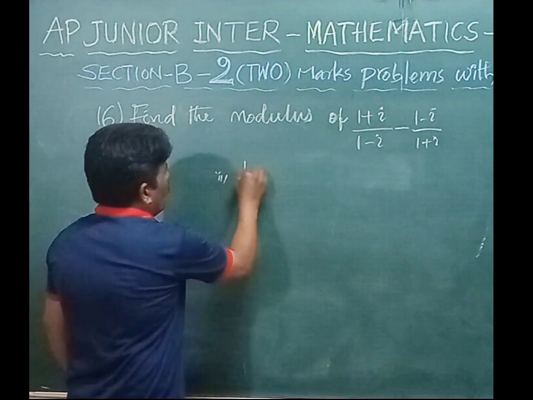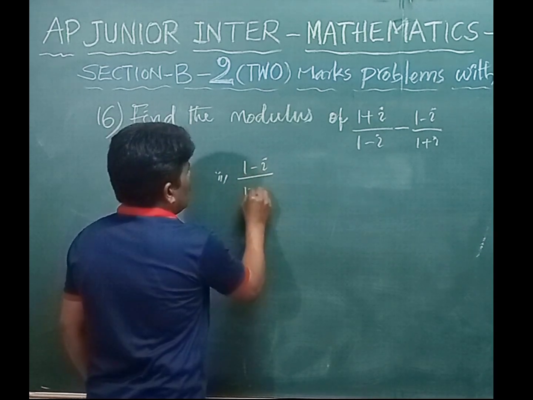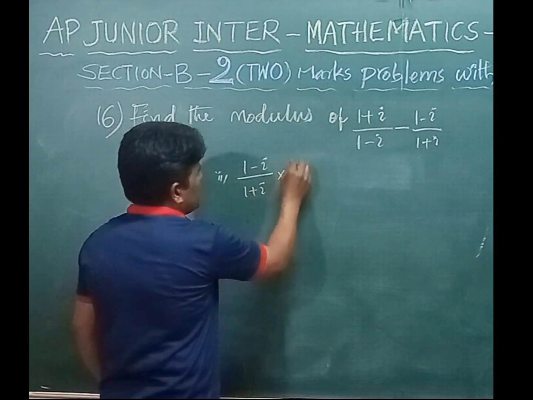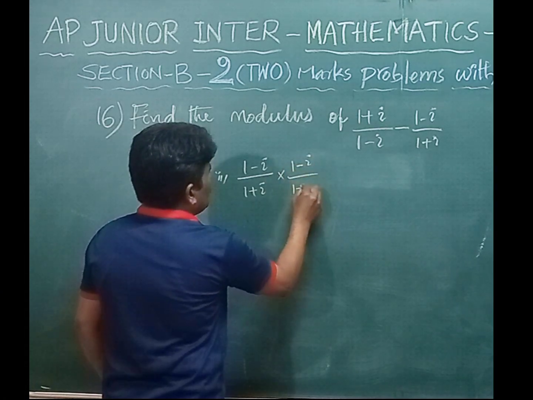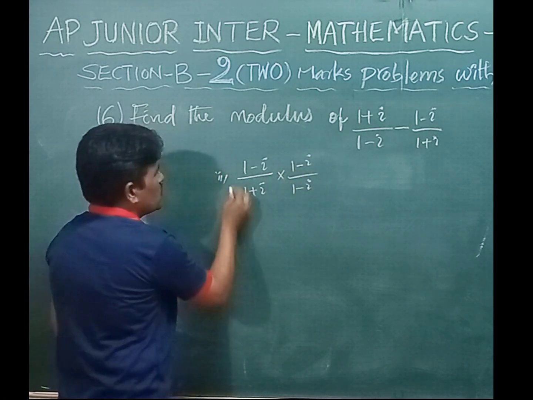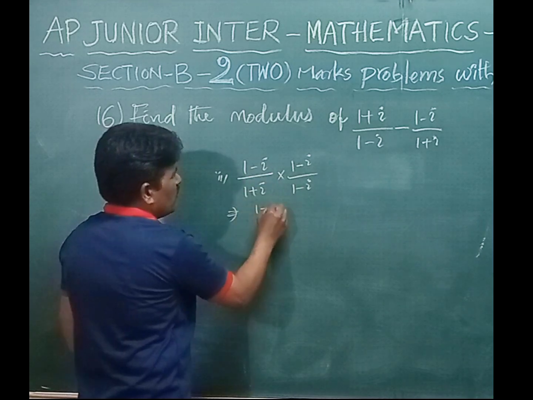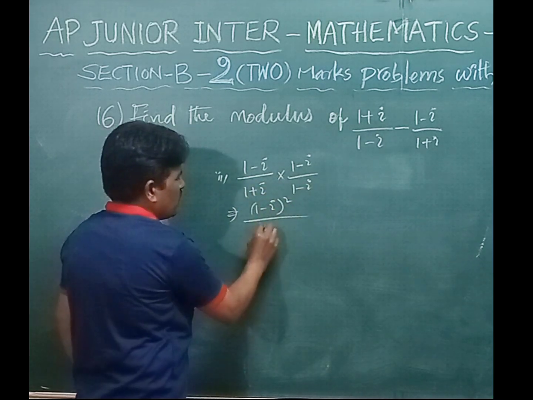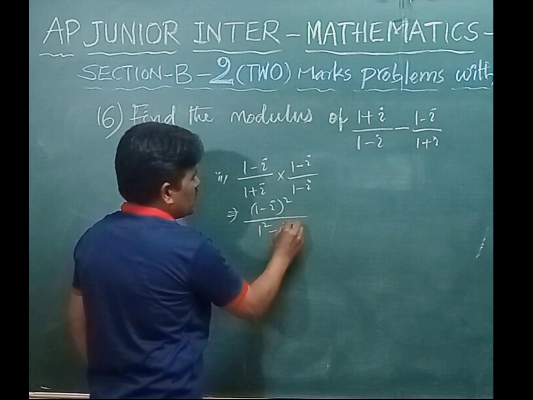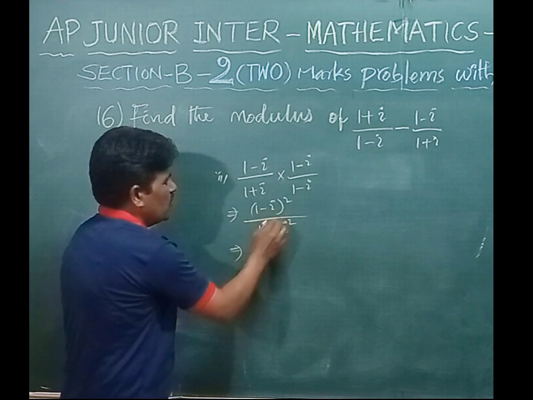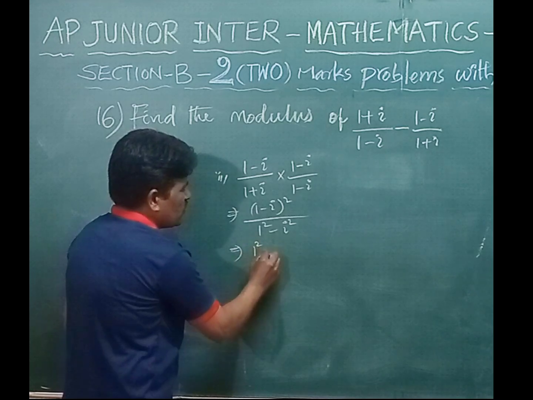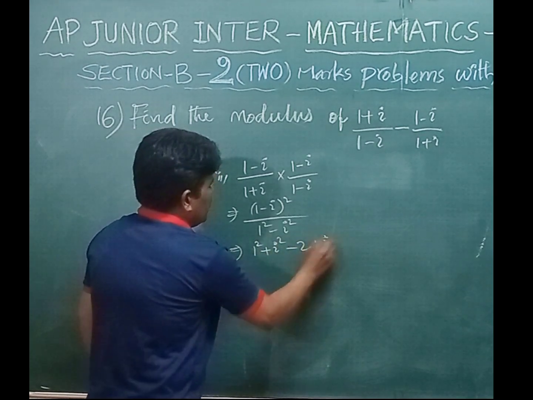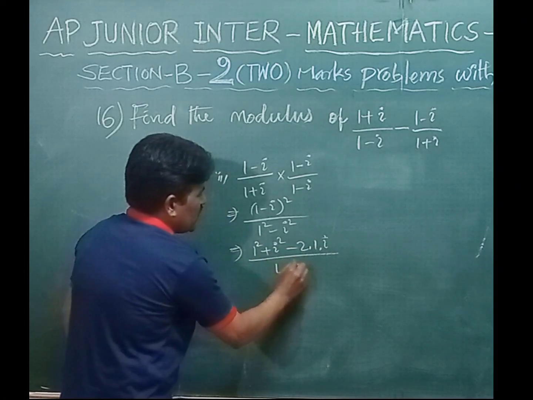Next, the second: (1 minus iota)/(1 plus iota). So rationalize the denominator using its conjugate: multiply by (1 minus iota)/(1 minus iota). That equals the numerator (1 minus iota) square, over the denominator in a plus b into a minus b format, 1 square minus iota square. The numerator is (a minus b) whole square, which is a square plus b square minus 2ab.